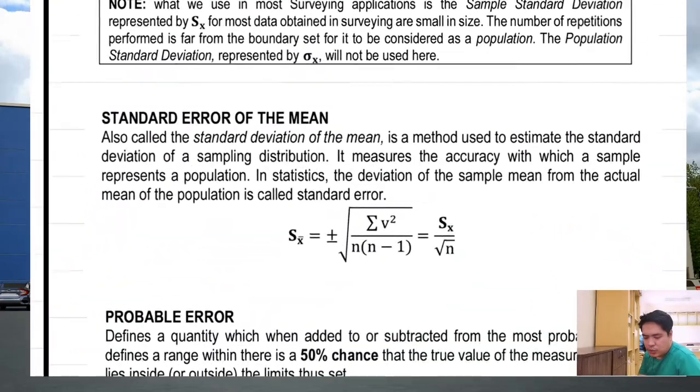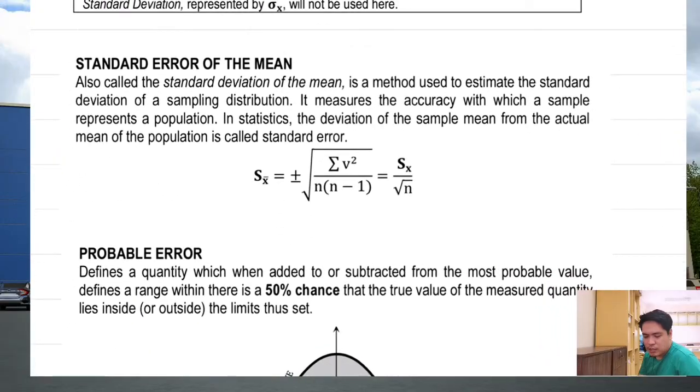Now, we have what we call the standard error of the mean. We also have the probable error. So what is the standard error of the mean? Or that is called the standard deviation of the mean. It is a method used to estimate the standard deviation of a sampling distribution. It measures the accuracy with which a sample represents a population. In statistics, the deviation of the sample mean from the actual mean of the population is called the standard error.